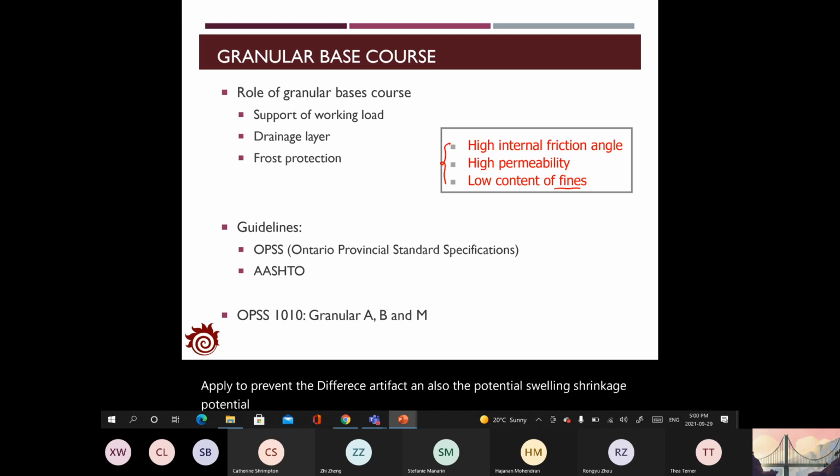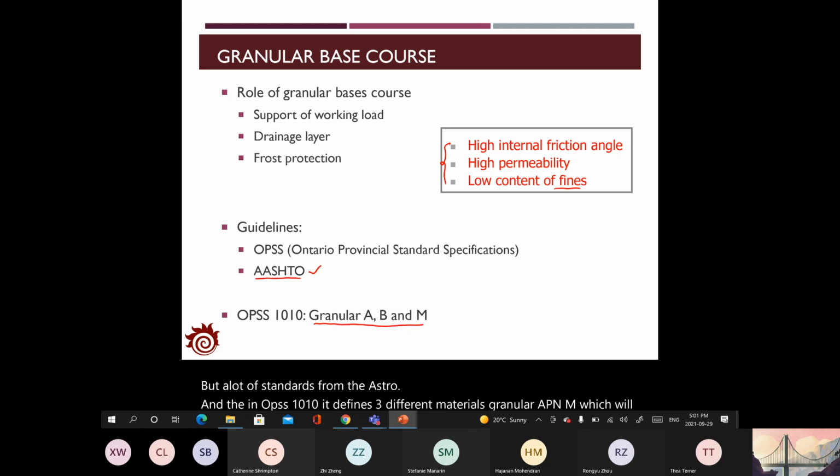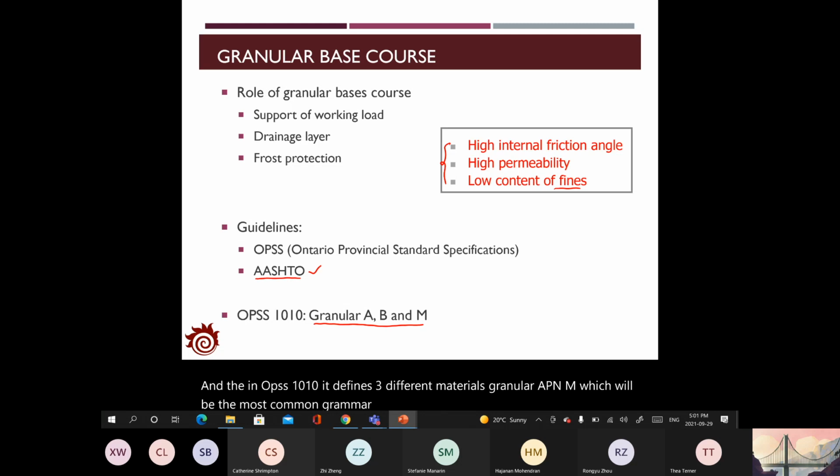In the United States, they use the AASHTO manual to select the granular base materials. Of course, in Canada, some provinces also use the standard from the AASHTO manual. Actually, the OPSS cites a lot of standards from the AASHTO. And OPSS 1010 defines three different materials: Granular A, B, and M, which are the most common granular base courses applied in Ontario.